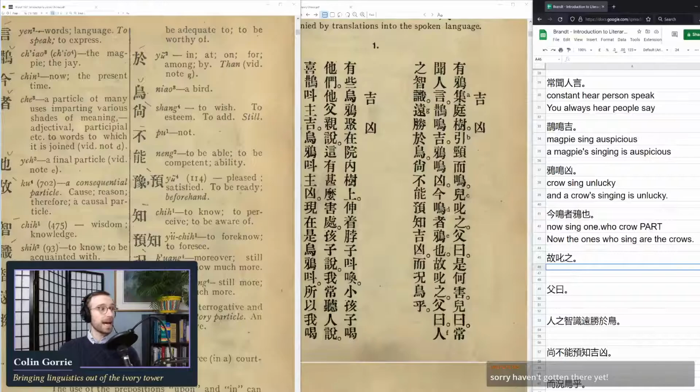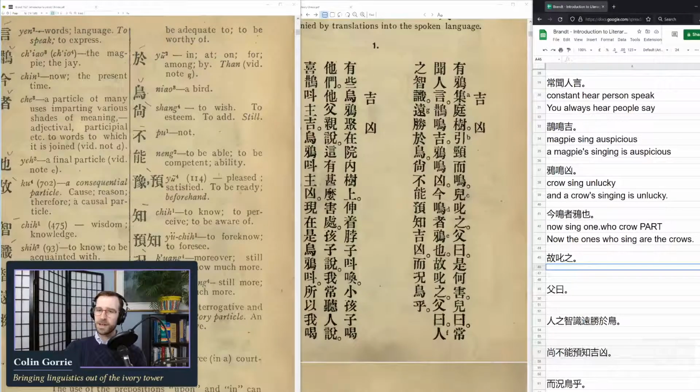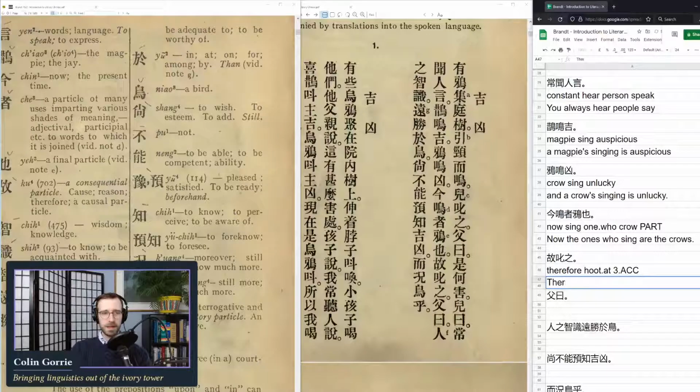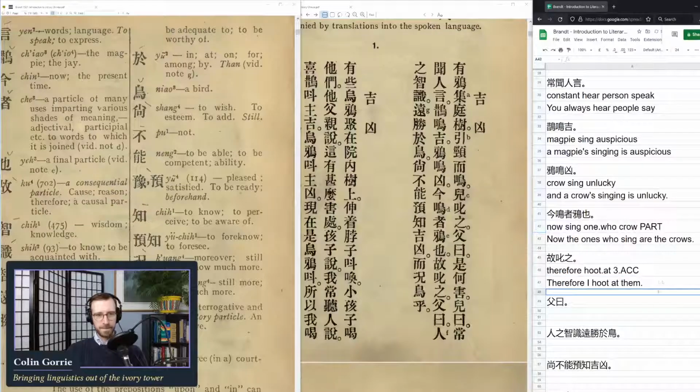So here we have a consequential particle. What is a consequential particle? This is going to be something like therefore or so. So therefore hoot at, it is not a URL, hoot at third accusative. So therefore I hoot at them. Now the ones who sing are the crows, therefore I hoot at them.